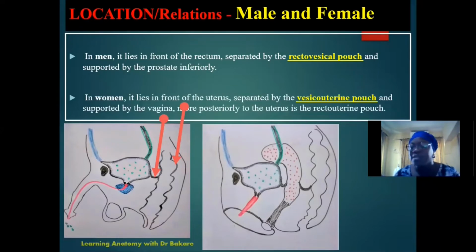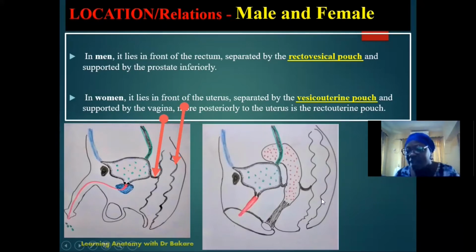Then in female, it is a different ball game because of the peculiarity of the female reproductive system. We know that the uterus is located within the pelvic cavity. Of course, it will have its own space within that region. We already know the background. This is the pubic symphysis. This is the urinary bladder. And of course, the apex is connected to the medial umbilical ligament.